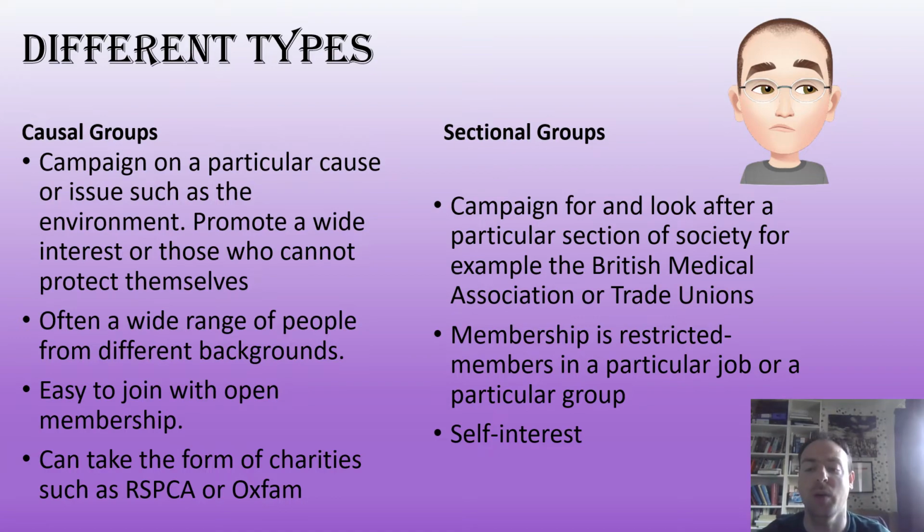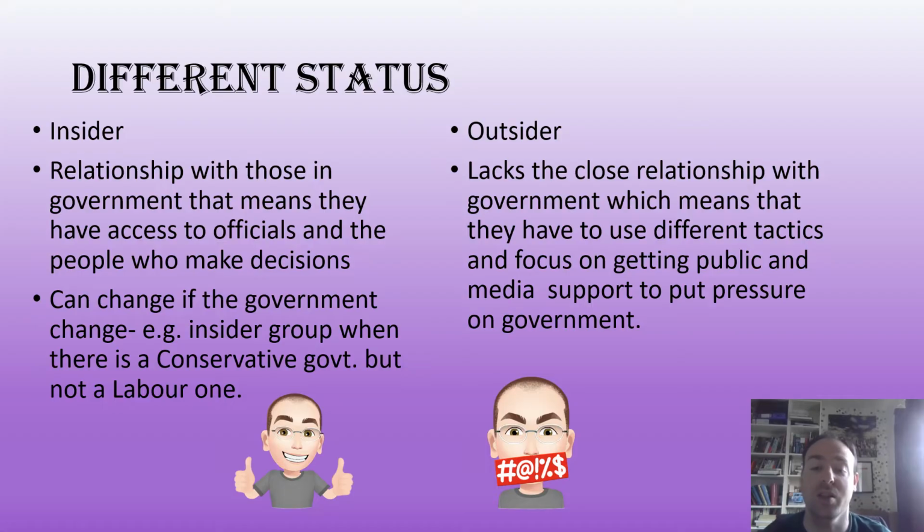Now there's a different way of dividing pressure groups as well, which is into status. We can see on the screen here, we've got a very happy guy with his thumbs up, and then we've got our angry guy shouting from outside. So our first status you can have as a pressure group is an insider group. If you're an insider group, then you have a relationship with those in power, those in government, and that means that you have access to officials and the people who make decisions. Therefore, getting your message across and the chances of your message being listened to are much higher.